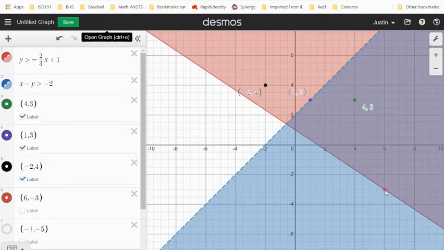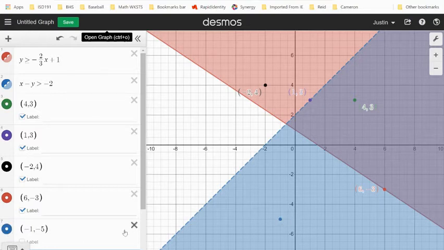6, -3 is down here. Oops, forgot to label again. 6, -3 is right on the solid boundary line, and it happens to be on the boundary of the area that has all of our solutions. So because it's on the solid boundary line, right along the area that has the solutions, that actually also is a solution. So notice the difference between the purple dot, which was not a solution because it's on a dashed line, and the red dot that is a solution because it's on the solid boundary line.